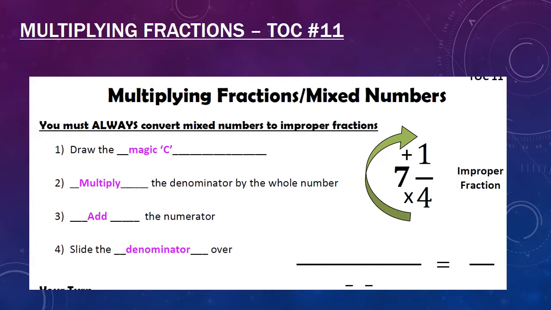So looking at our example, we're going to write down that we're multiplying 4 times 7, and then we're going to add 1, and 4 stays our denominator. So 4 times 7 is 28, plus 1 is 29, and the 4 slides on over and stays the denominator.